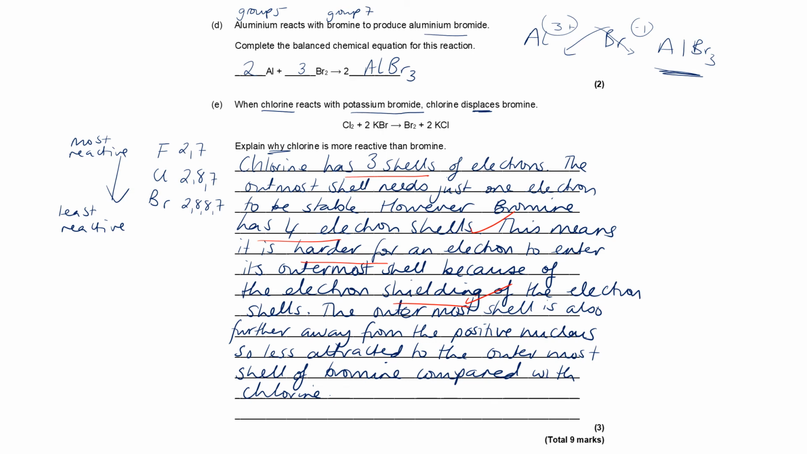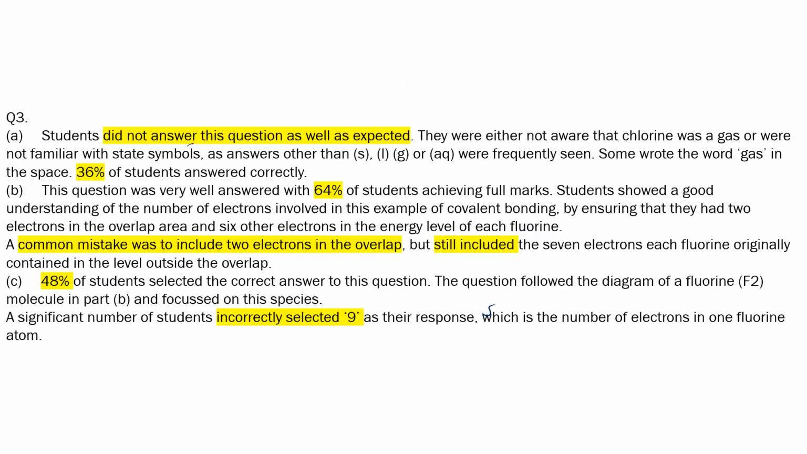Now, for the examiner's report for part A, students did not answer this question as well as expected. They were either not aware that chlorine was a gas or were not familiar with state symbols as answers other than S, L, G, or AQ were frequently seen. Some wrote the word gas in the space. 36% of students answered correctly.